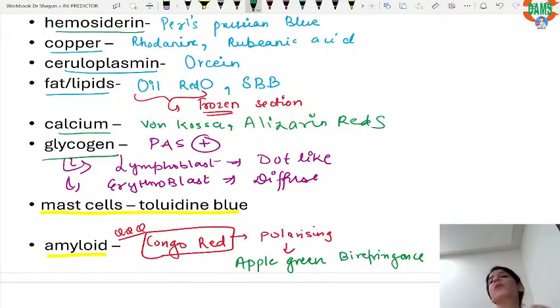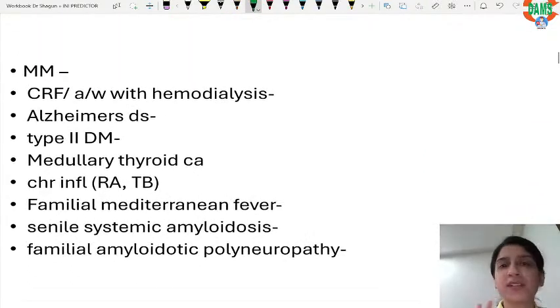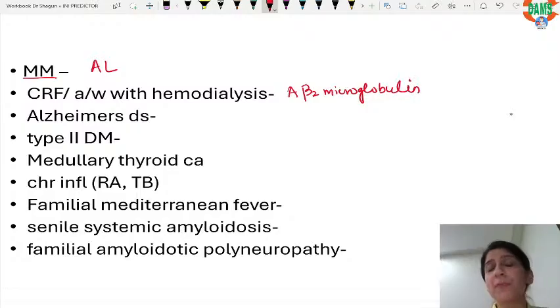Now, it cannot be that I take the amyloid name and skip this part. It is not possible. Whether there is a question or not, I just want to talk about it because this is highly important. Nature of amyloid. For multiple myeloma, the nature of amyloid is going to be AL. For chronic renal failure or hemodialysis associated amyloid, that is going to be A beta 2 microglobulin. Remember, A beta 2 microglobulin is hemodialysis, and for Alzheimer's, it is A beta.